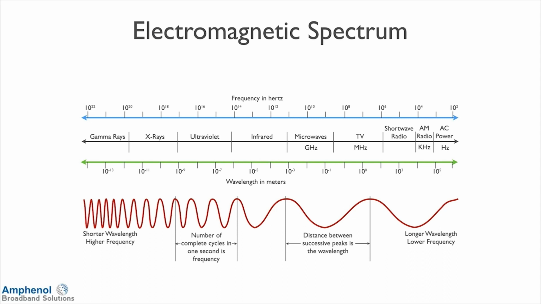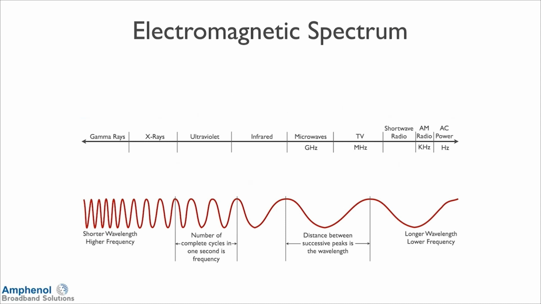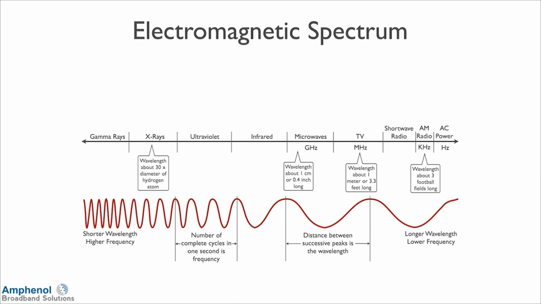Here we're looking at AM signals. This is a kilohertz. It might be AM radio, talk radio. And in here, we're actually looking at the wavelength of a football field. So that's a pretty long distance. But then when we start looking at the megahertz, we're looking at 1 meter, or 3.3 feet in length. When we're looking at gigahertz, we're looking at 4/10 of an inch in the wavelength. When we start looking up at X-rays, it's 30 times the diameter of a hydrogen atom. That's just crazy stuff there.